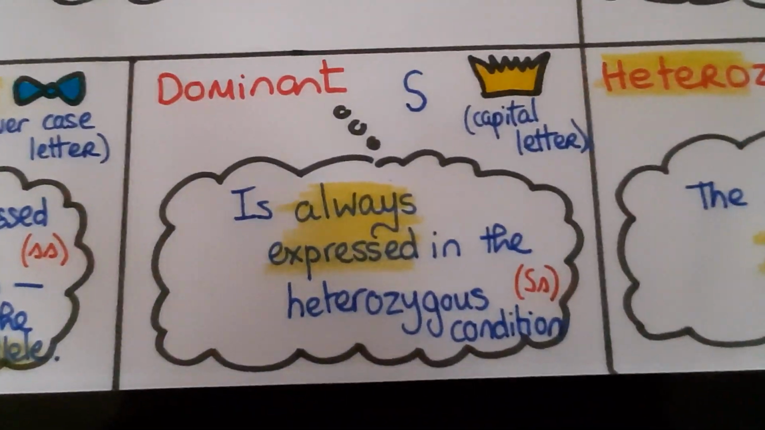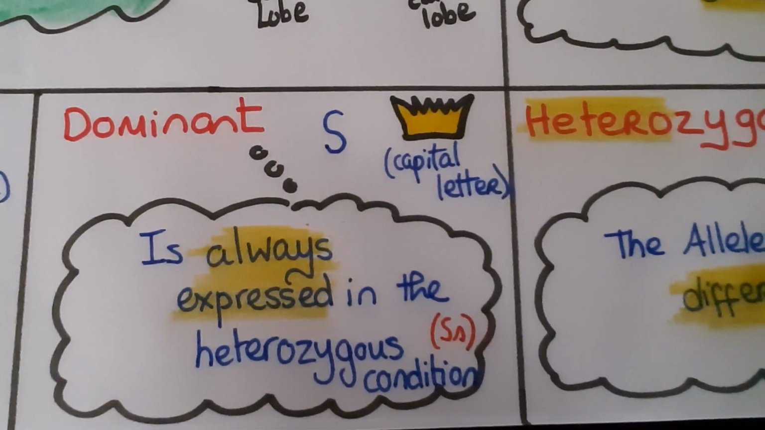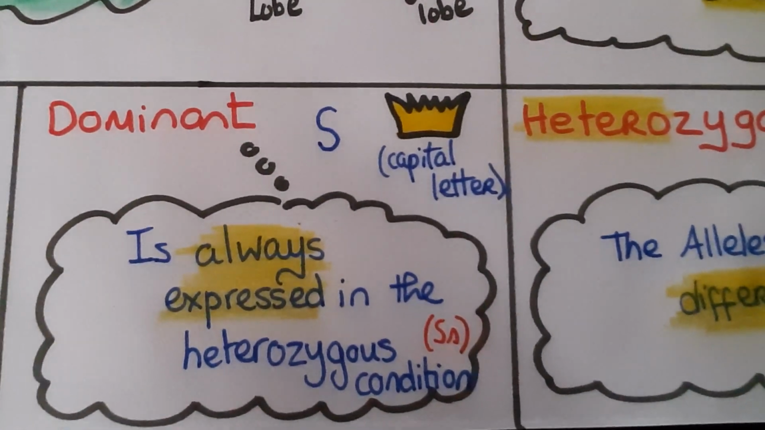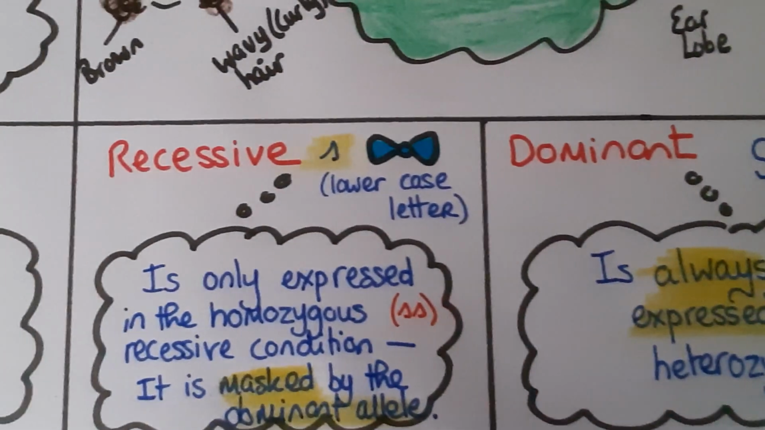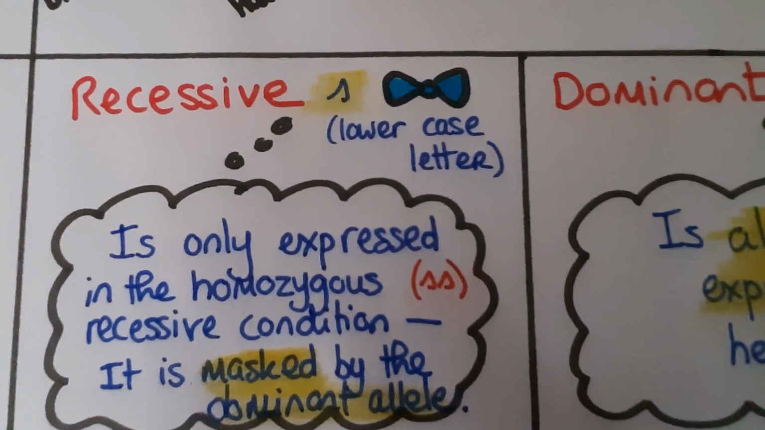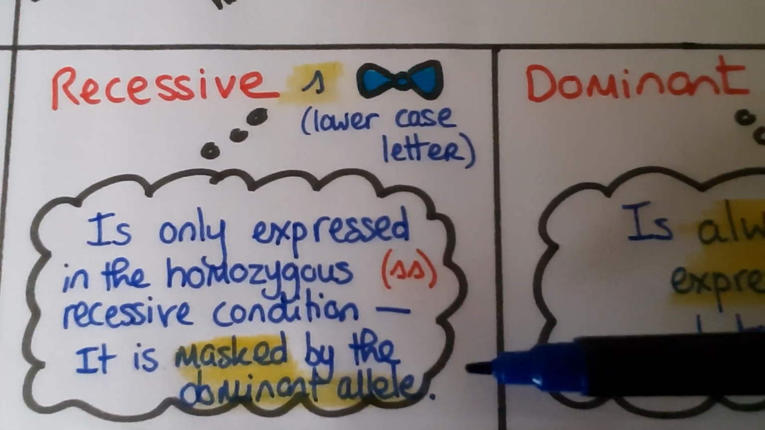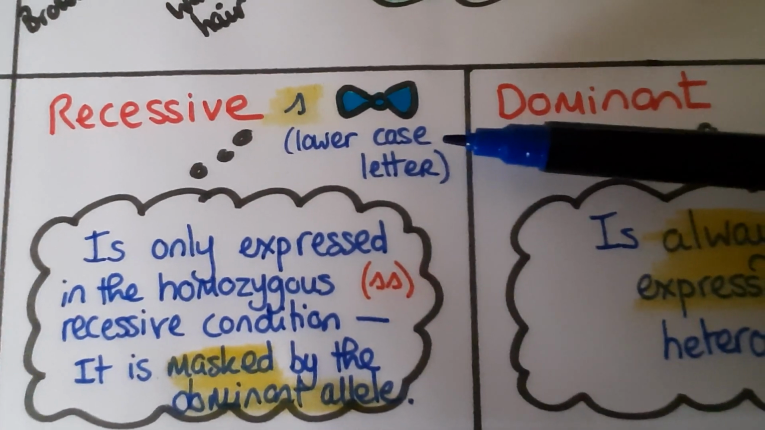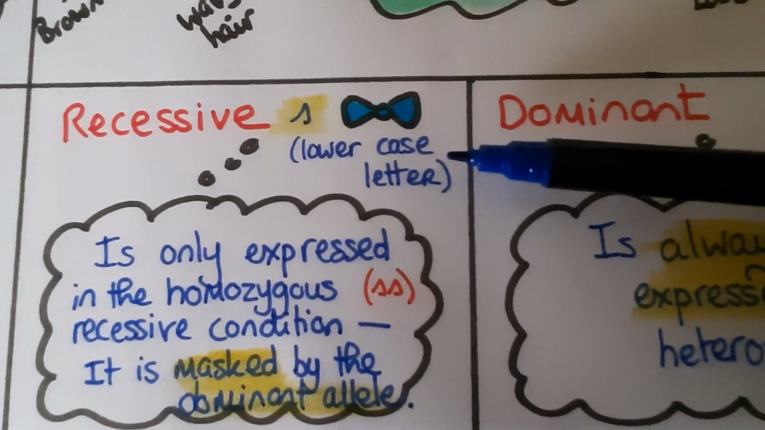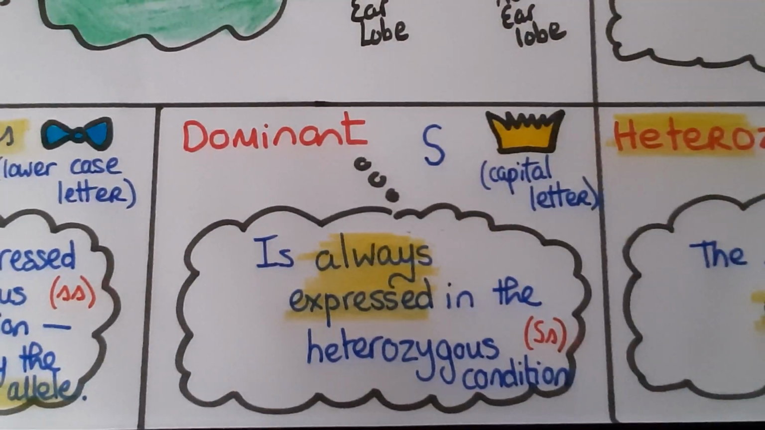I've mentioned dominant. So it's always expressed. You always see that in the trait, in the heterozygous condition. And then for recessive, that it's only expressed in the homozygous recessive condition. So it's going to be masked by the dominant allele all the time. And the idea that recessive gets a lowercase letter and that a dominant gets a higher case letter as well.